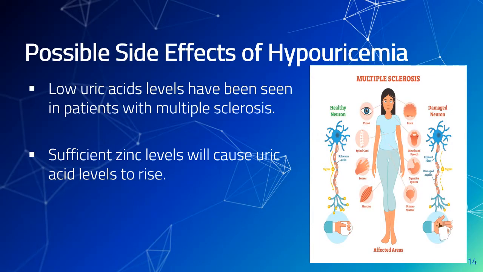Lastly is the side effect of hypouricemia. Low uric acid levels have been seen in patients with multiple sclerosis. MS causes the immune system to eat away at nerves, leaving the victim destabilized. To counter this, sufficient zinc levels will cause uric acid levels to rise. These side effects I mentioned make uric acid deserving of Molecule of the Year for being a molecular villain.